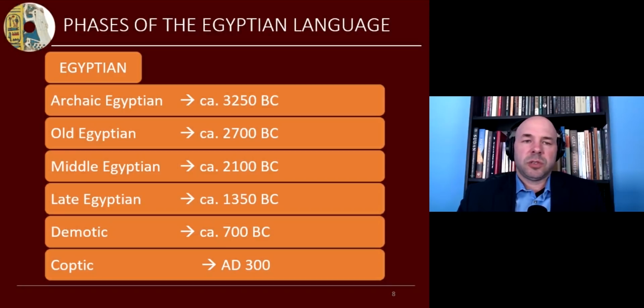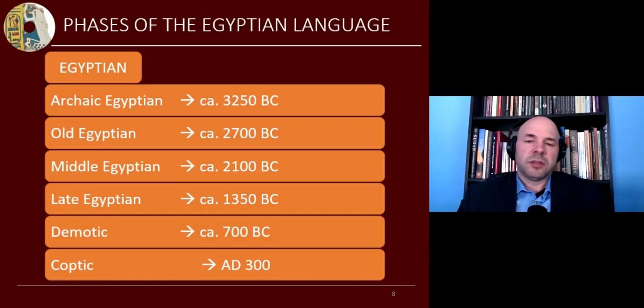So the earliest Egyptian is written down around 3250 BC. We find that on these ivory tags from the site of Abydos. And then the other phases, Old Egyptian, Middle Egyptian, Late Egyptian, Demotic, and Coptic. A lot of these are generally, again, just by convention, associated with periods. So Old Egyptian is often associated with the Egyptian Old Kingdom. Middle Egyptian is often associated with the Middle Kingdom. Late Egyptian with the New Kingdom. And then Demotic with the Saite period and later.